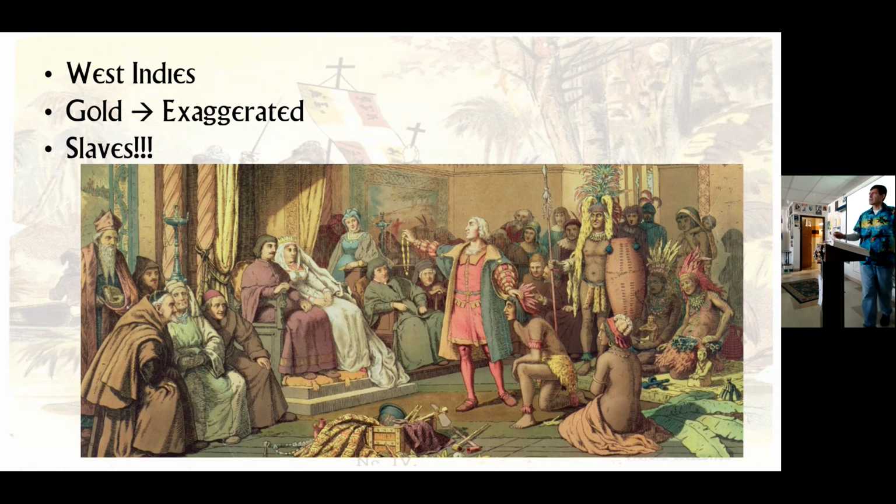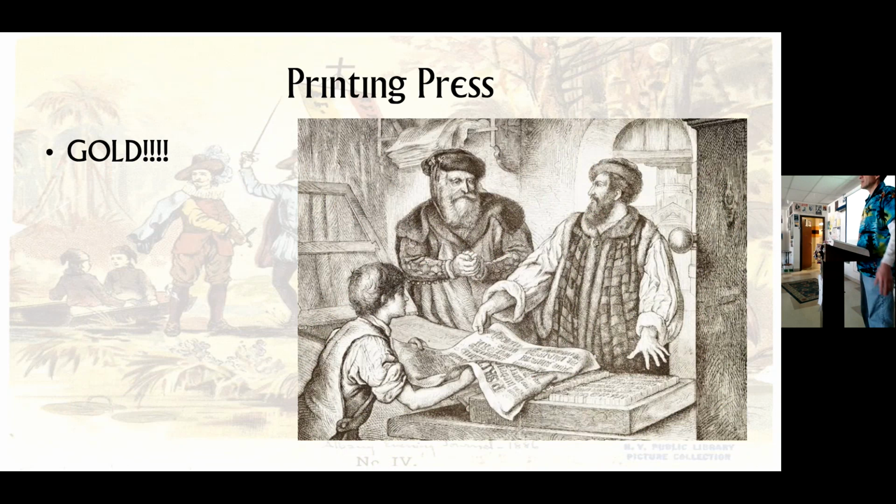And that was the key. They brought enough gold back that everybody believed it. And because of the printing press, news of gold in this new world spread all over Europe. All this news came, there's gold. And Columbus said, there's mountains of gold, and we just need to send more people over. But we got slaves. Mountains of gold. And this is going to trigger everything.